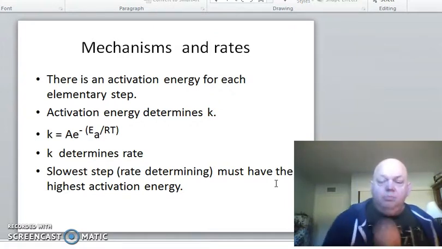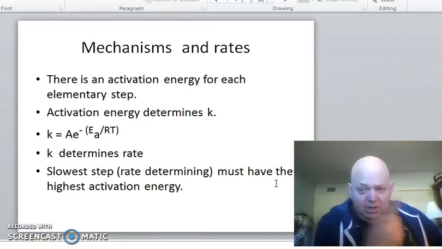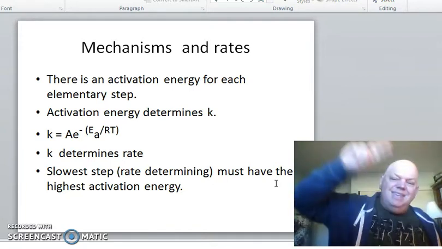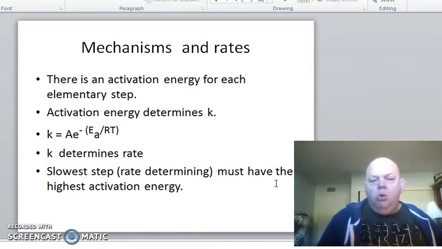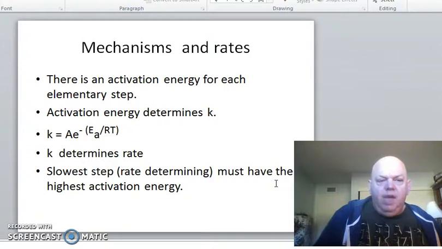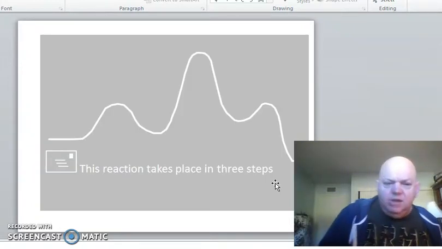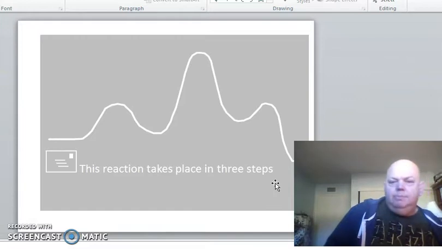And again, like how we did the passing of the golf balls in class, the slowest step, the rate determining step, has to have the highest activation energy, which makes sense because you need the energy to get over it, even though it was the slow step. You still need to make it go. So here we go. Here's a reaction that takes place in 3 steps.